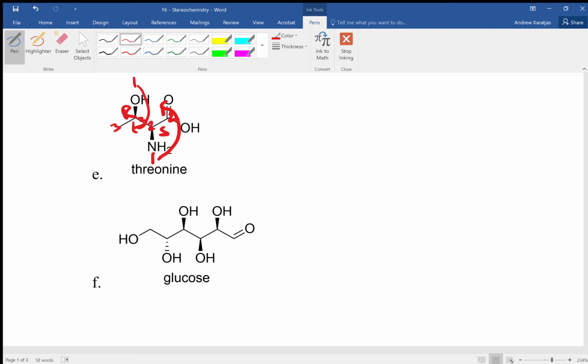And then for glucose, again, just doing the same steps again. We start here on the right side. Oxygen is highest priority. To the right, we have a carbon bonded twice to oxygen versus just once. So 2, 3 makes that one R.